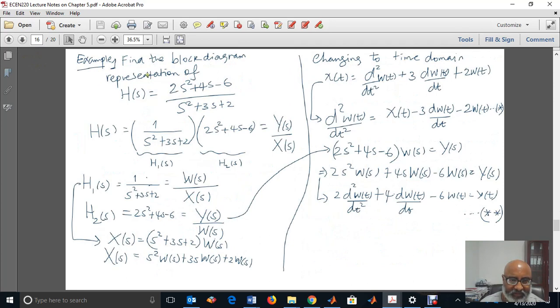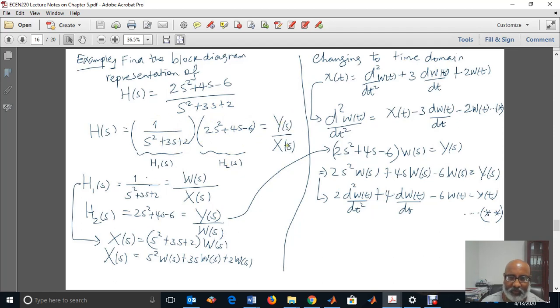Okay, let's see some examples of block diagram representations of some transfer functions. For example, find the block diagram representation of h of s is equal to 2s squared plus 4s minus 6 over s squared plus 3s plus 2. We can break this into two systems. Let's say the first one is 1 over s squared plus 3s plus 2, and the second one 2s squared plus 4s minus 6. Basically, 1 over the denominator is h1s, and the numerator is h2s.